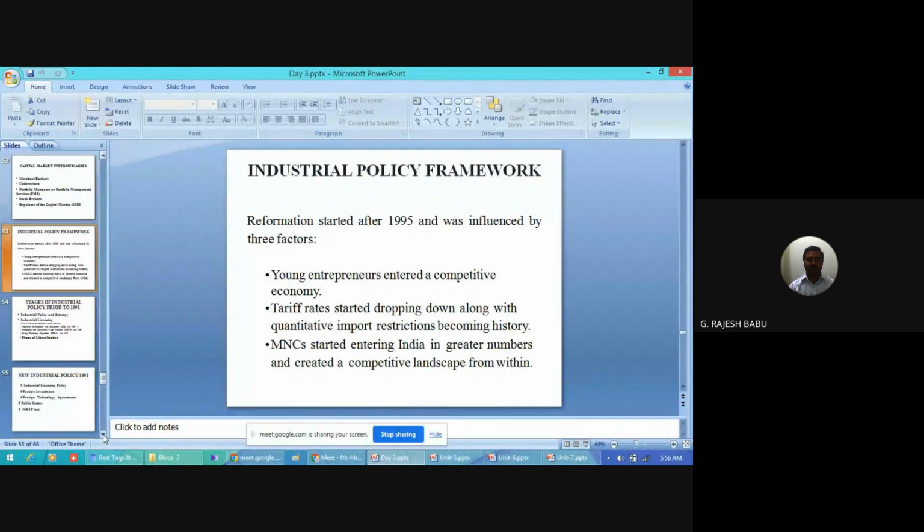The reformation started after 1995 was influenced by three factors. One, young entrepreneurs entered a competitive economy. Second, tariff rates started dropping along with quantitative import restrictions becoming history. Third, multinational corporations started entering India in greater numbers and created a competitive landscape from within.